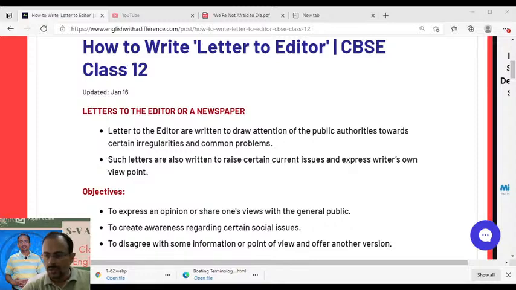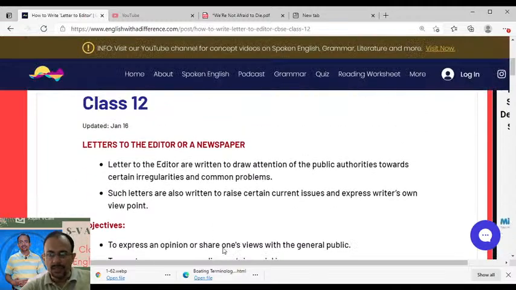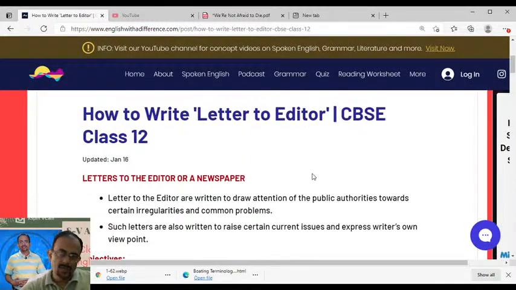Okay, so dear students, as you can see here, the first topic is writing a letter to the editor. That comes under official letter. As you might know, there are several types of letter. Basically there are two types: one is business letter and the second is official letter, right?